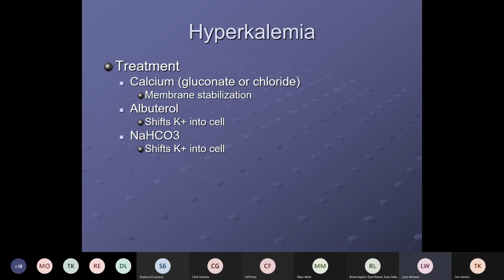to stabilize that membrane, calcium, and we've chosen gluconate. You can use chloride if we didn't have the gluconate. Chloride has some real downsides, and it's so hypertonic that if you extravasate, you get some pretty nasty skin necrosis and things. It's something we'd like to avoid. Albuterol shifts potassium into the cell. Sodium bicarbonate, by alkalinizing the serum, shifts potassium into the cell as well.